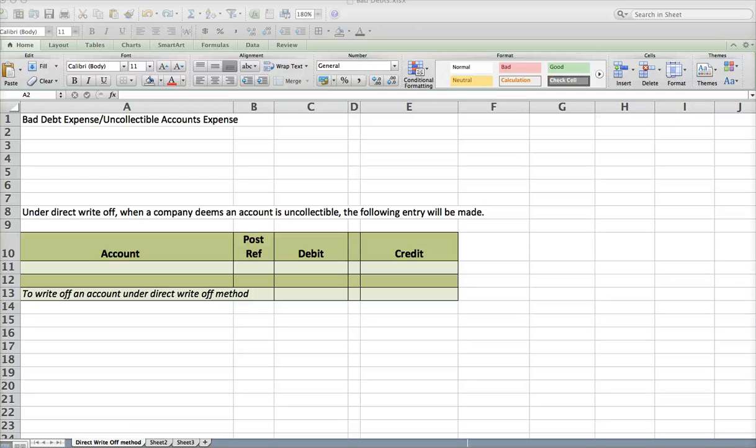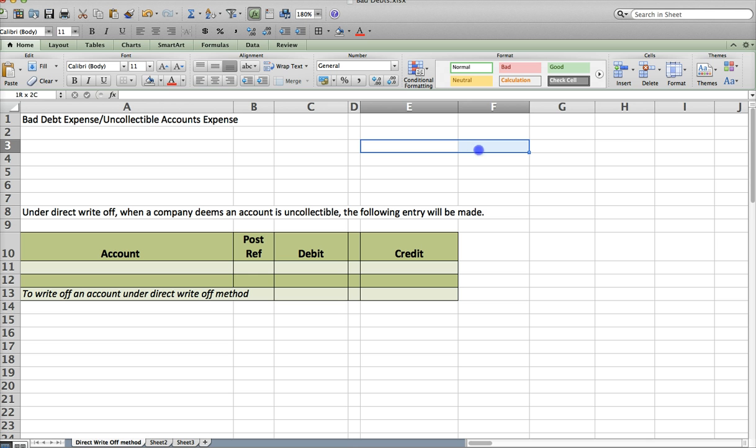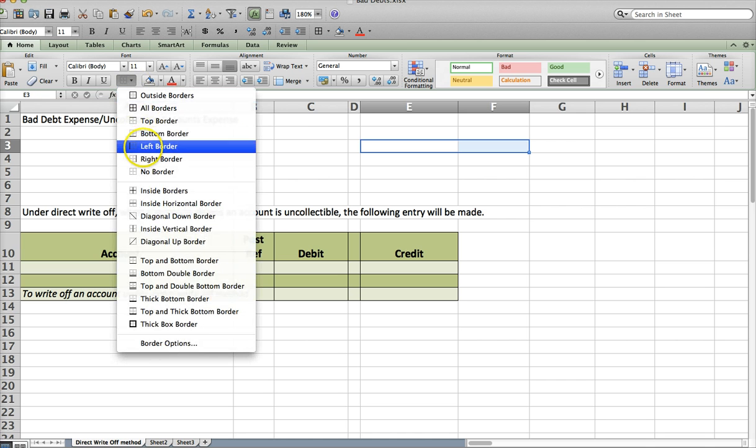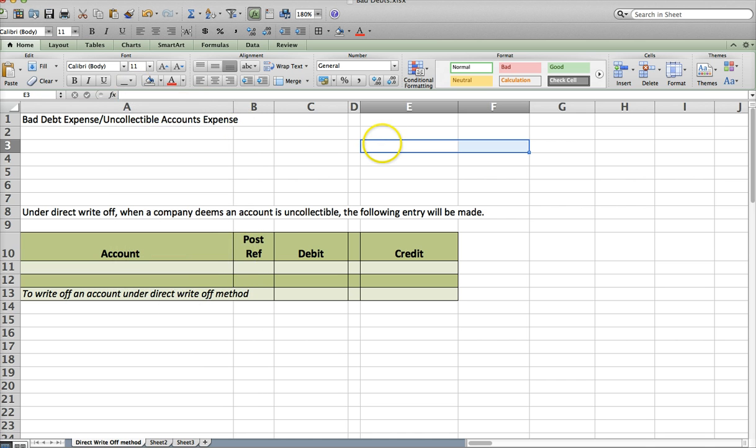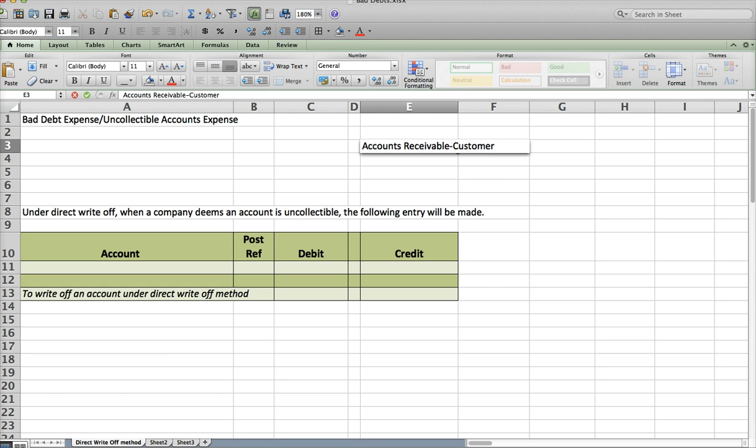There are two different methods to account for this. Both methods have to result in a credit to accounts receivable. If you think about it, when a company originally makes the sale, they're going to have an account called accounts receivable, right? So they're going to start off with accounts receivable, and we're going to usually have a customer name. And it would start off with a debit balance.